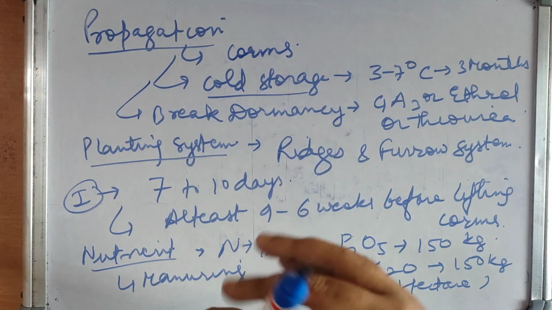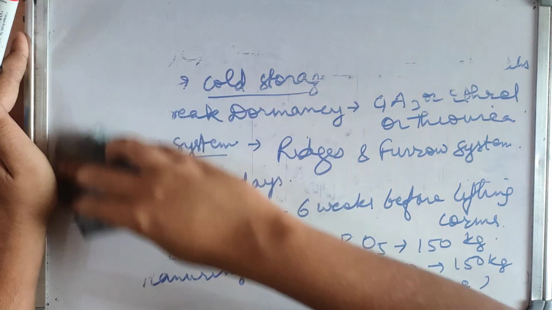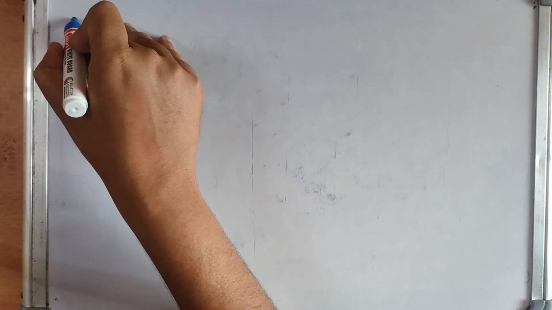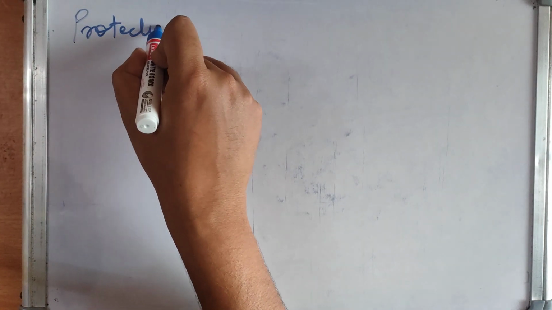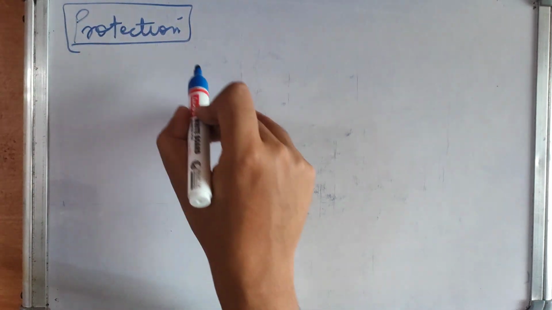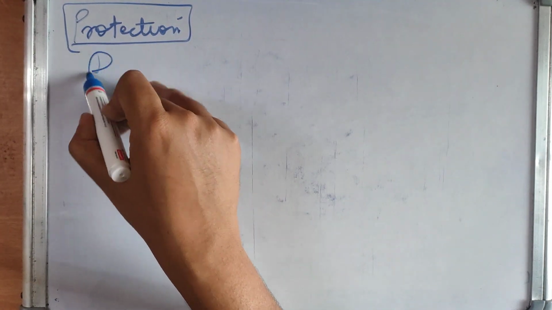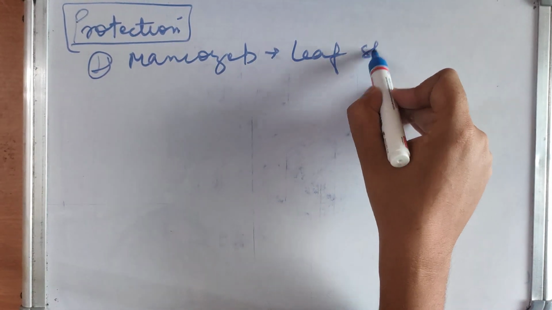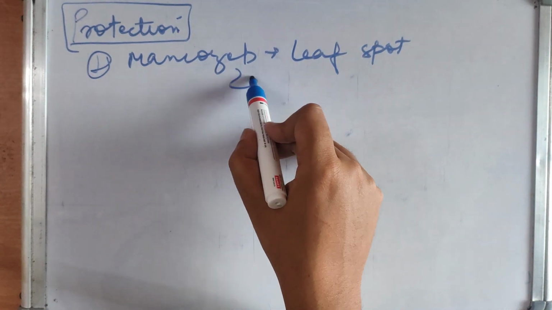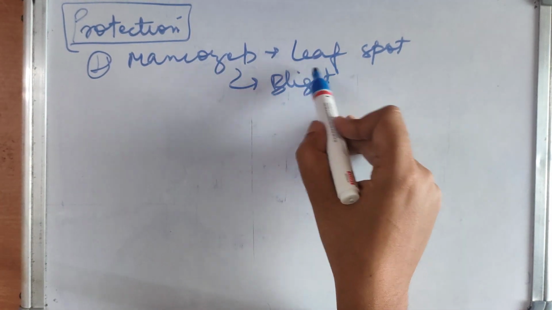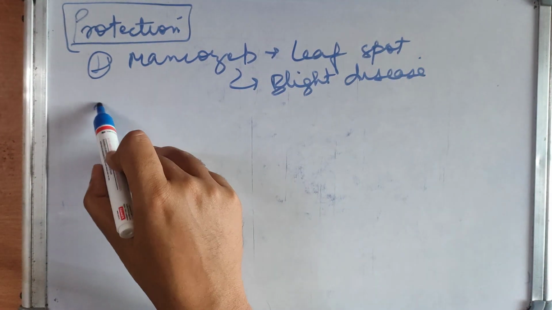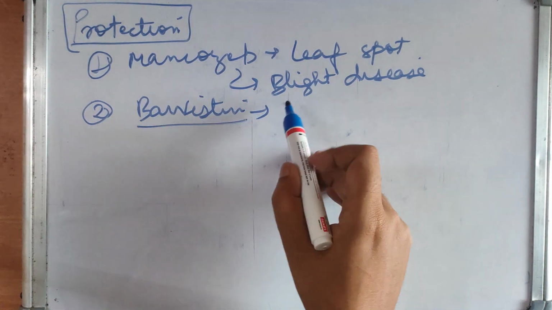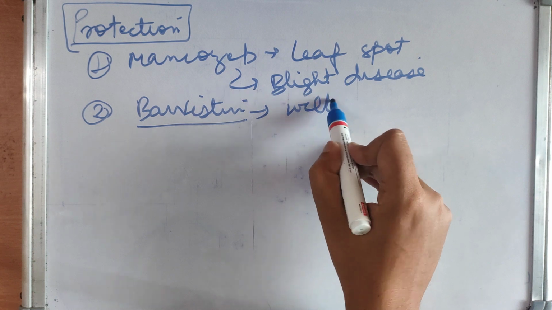Now moving on to plant protection. Use Mancozeb for leaf spot, and Mancozeb should be used for blight disease also. We can use Bavistin, a very common chemical used for protection. Bavistin for wilt and also for storage rot.